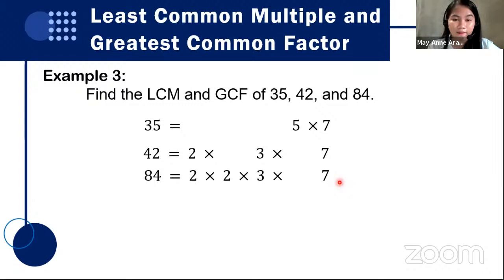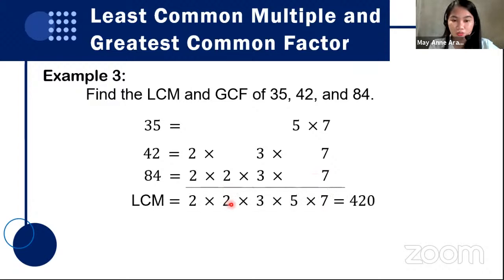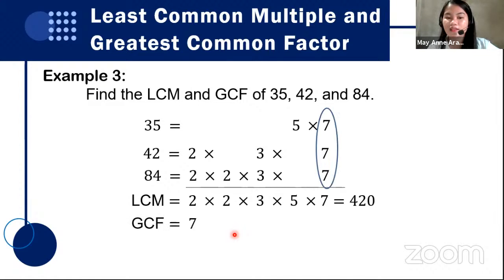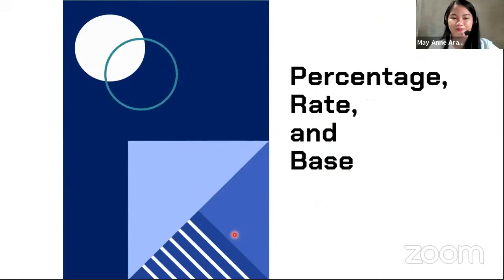To get the LCM, again, we match the numbers vertically. So to get the LCM, you have 2 times 2 times 3 times 5 times 7, and that is equal to 420. And for greatest common factor, yun lang nag-match vertically sa kanilang lahat, mga 3. In this case, we only have 7 as their greatest common factor. So we have LCM is 420 and the greatest common factor is 7.